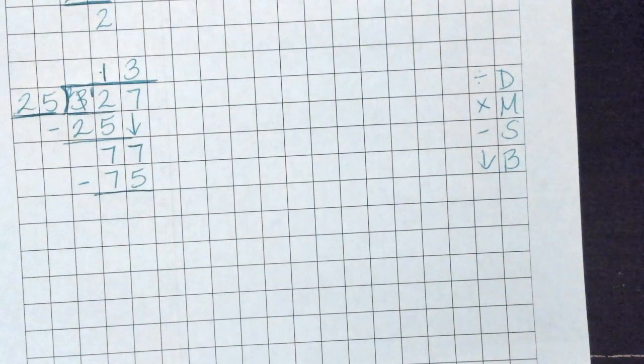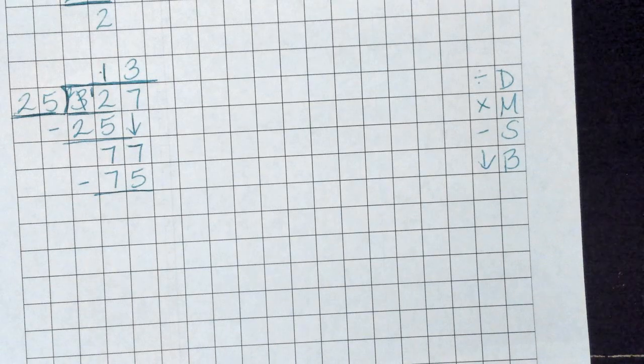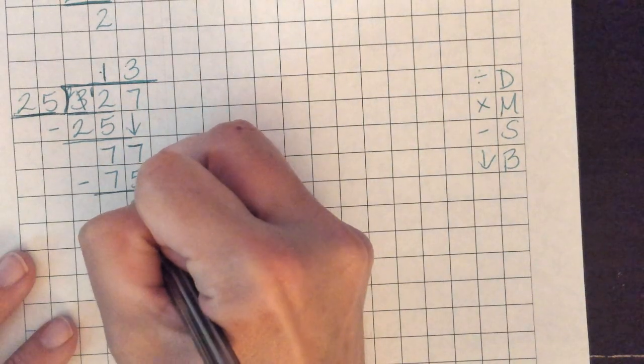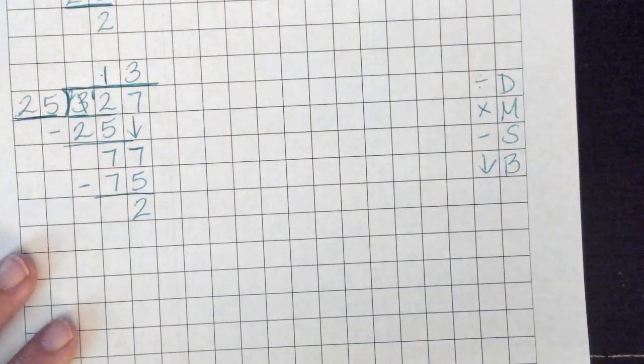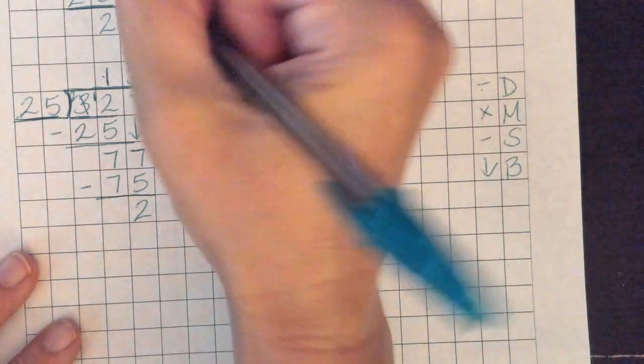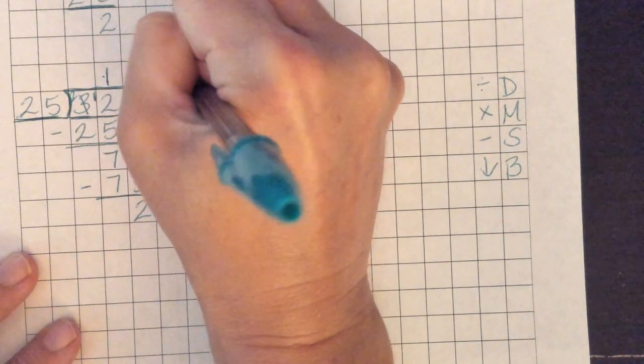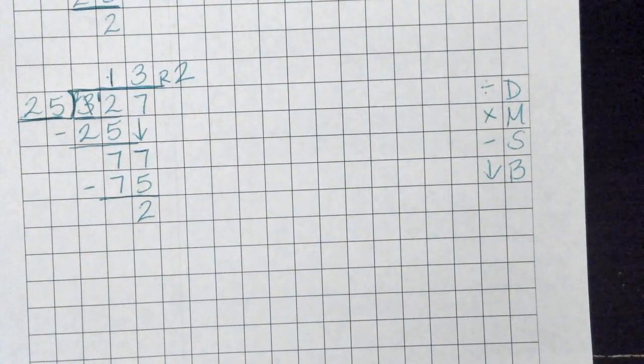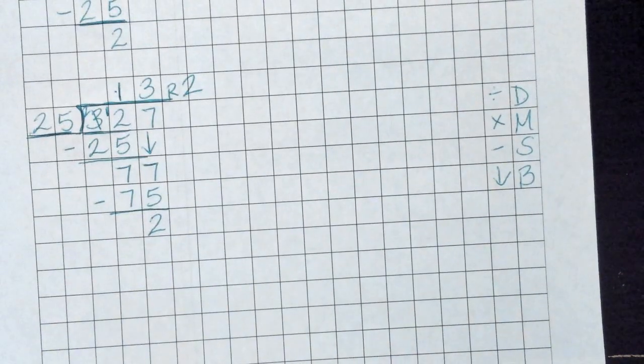And then I subtract. 77 minus 75 equals 2. 25 can't go into 2, so I have a remainder. So my answer is 13 remainder 2. Okay. Now let's do one where it's just a totally weird number.